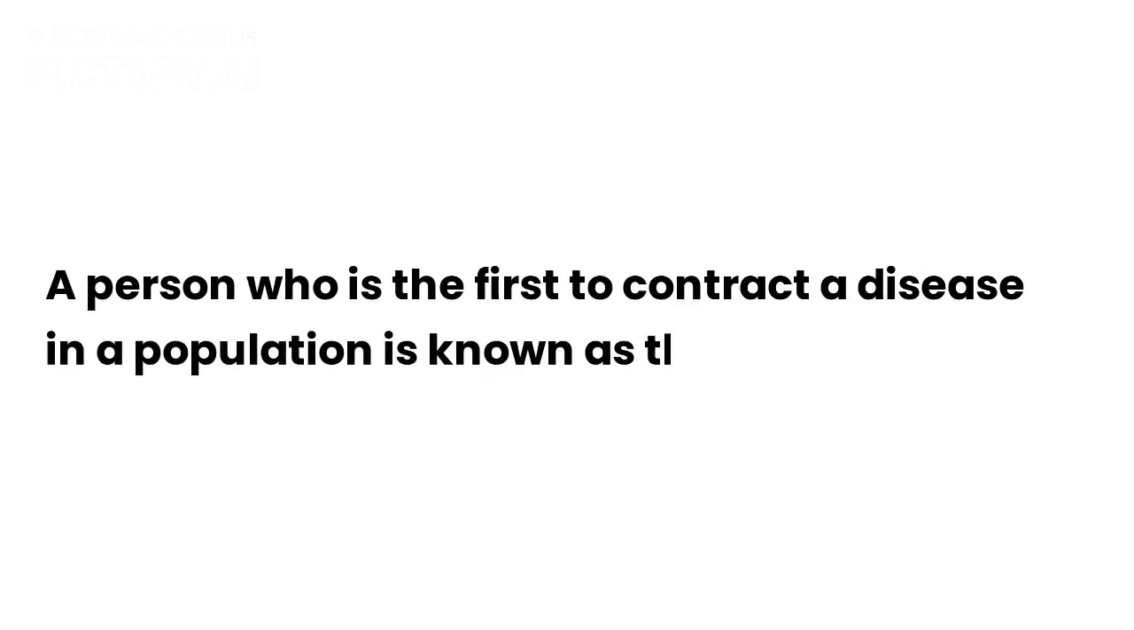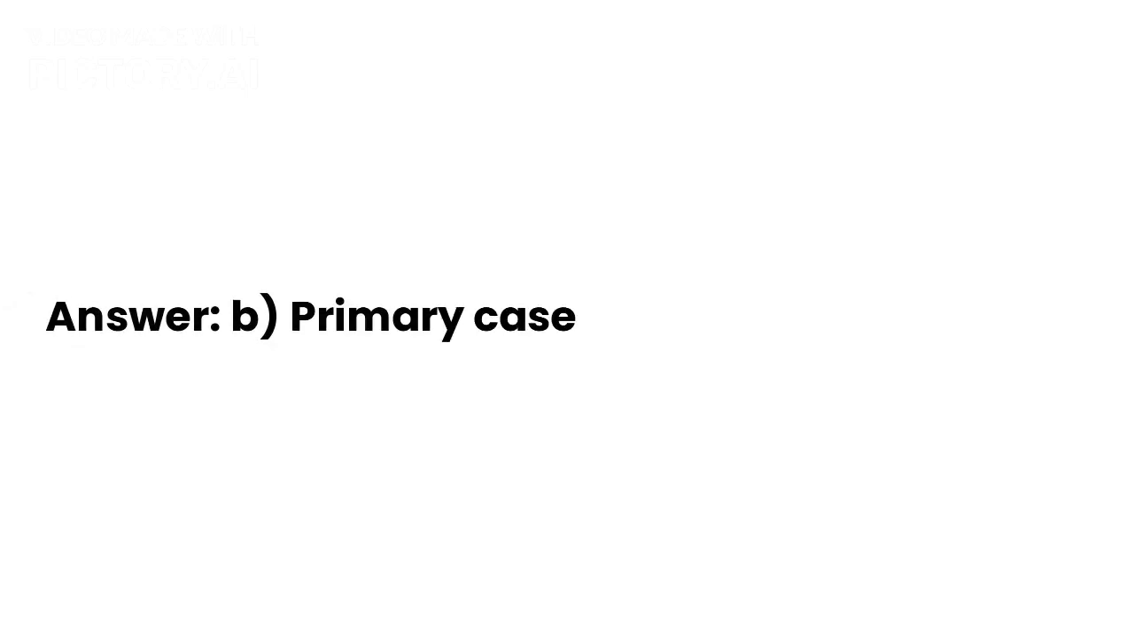15. A person who is the first to contract a disease in a population is known as the A. index case. B. primary case. C. secondary case. D. sporadic case. Answer: B. primary case.